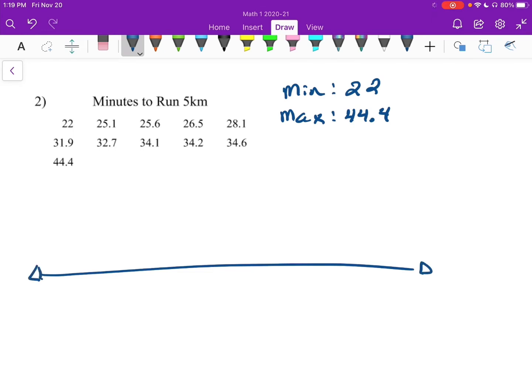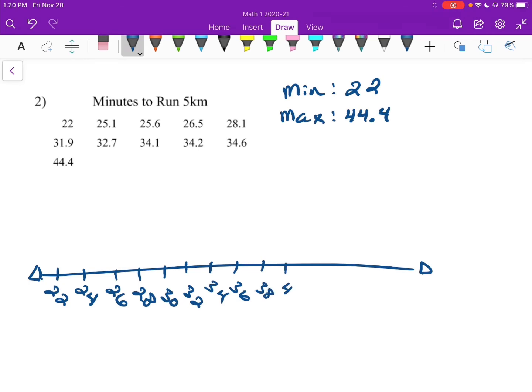And I'll start off with 22 and I'll count by 2s. So 22, 24, 26, 28, 30, 32, 34, 36, 38, 40, 42, 44, and I really need 44.4, so I'll put a 46 in there also.